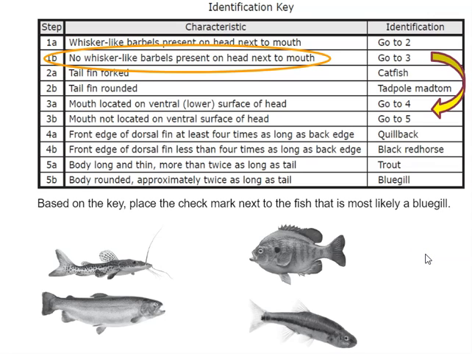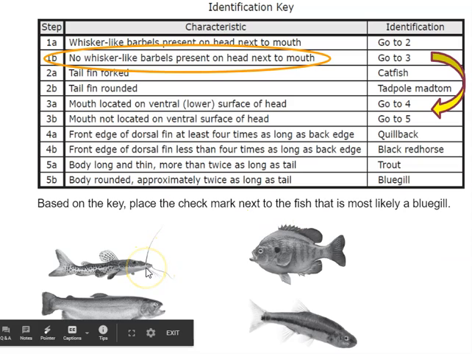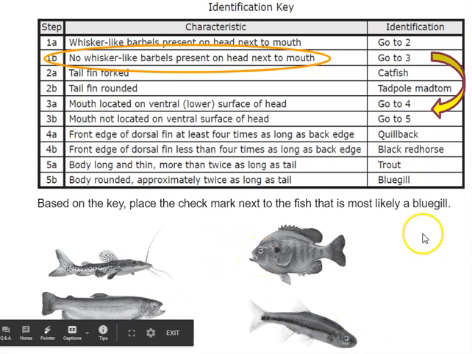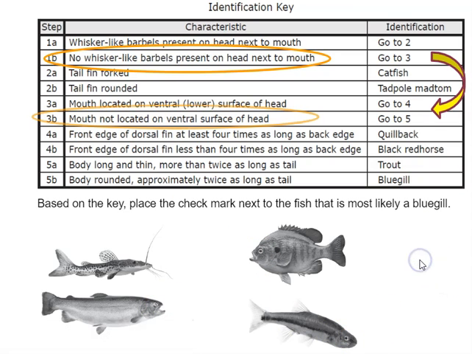Mouth located on ventral surface of the head. That means underneath the head. Or mouth not located on ventral surface of the head. So 3A is actually something like the catfish would be, with the mouth underneath. 3B is the others that we see here, with the mouth at the front of the head, like you see on these other fish. So there you go. Now we're going to 5.